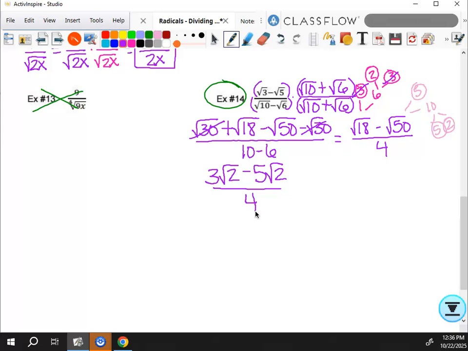Now can I combine the 2 in the numerator? Now I can, because they both have a square root of 2 on them. So this becomes negative 2 square root of 2 over 4. Can I reduce that some more? Yes, I can. Becomes negative square root of 2 over 2.